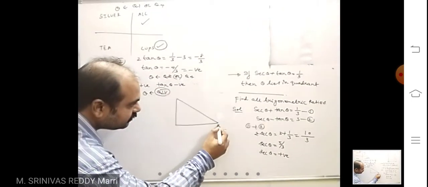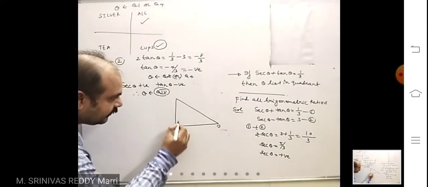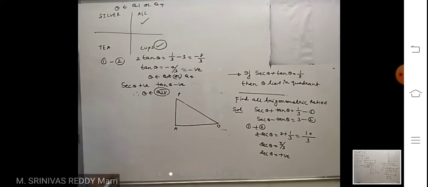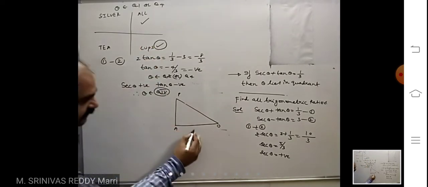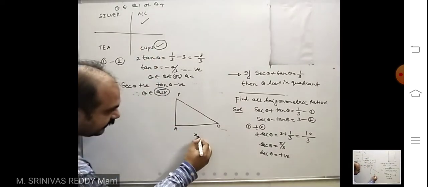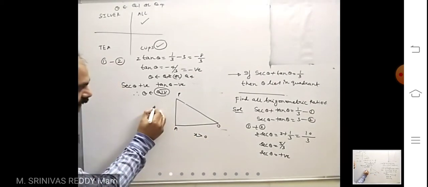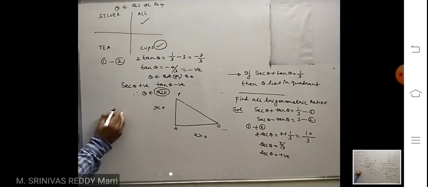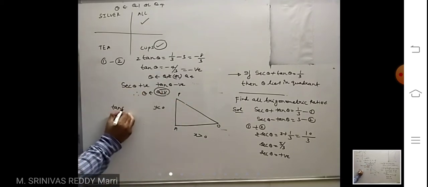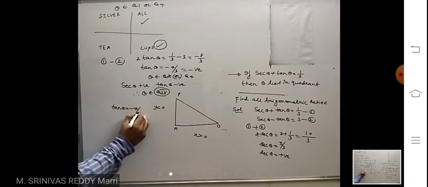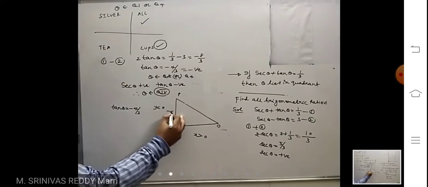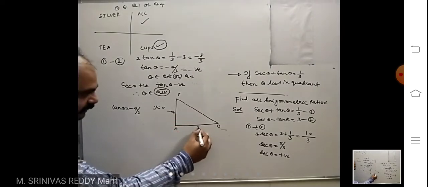I have told how to draw the triangle. In quadrant 4, x is positive, y is negative. Whatever you write here, x greater than 0, and whatever you write here, y less than 0. This leg must be positive and this leg must be negative. Now you know tan theta. Tan theta equals minus 4 by 3. That means this is minus 4, negative, and this is 3.